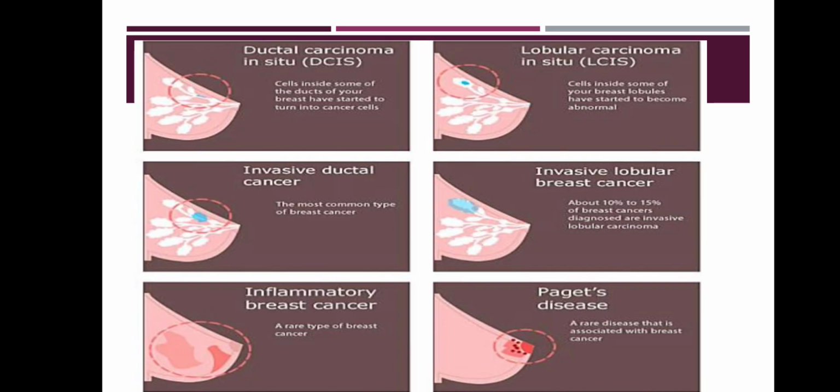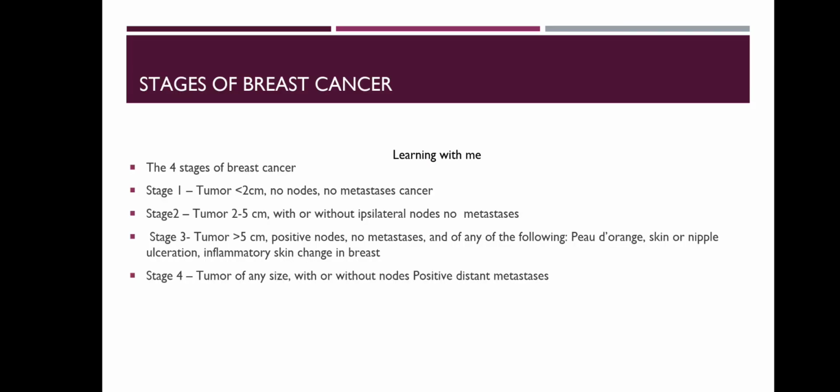These are the different types of breast diseases. Ductal carcinoma in situ, then invasive ductal carcinoma, inflammatory breast cancer, lobular carcinoma in situ, invasive lobular breast cancer, Paget's disease.